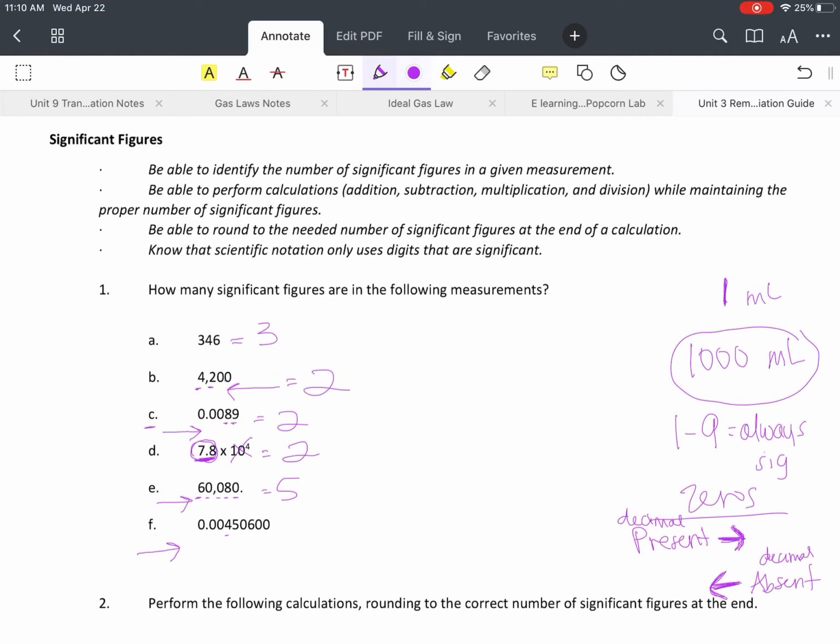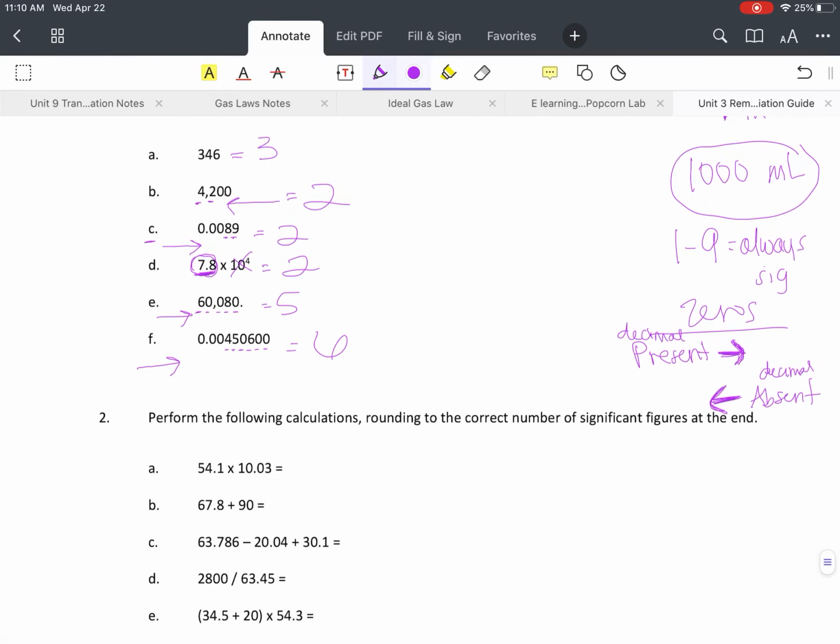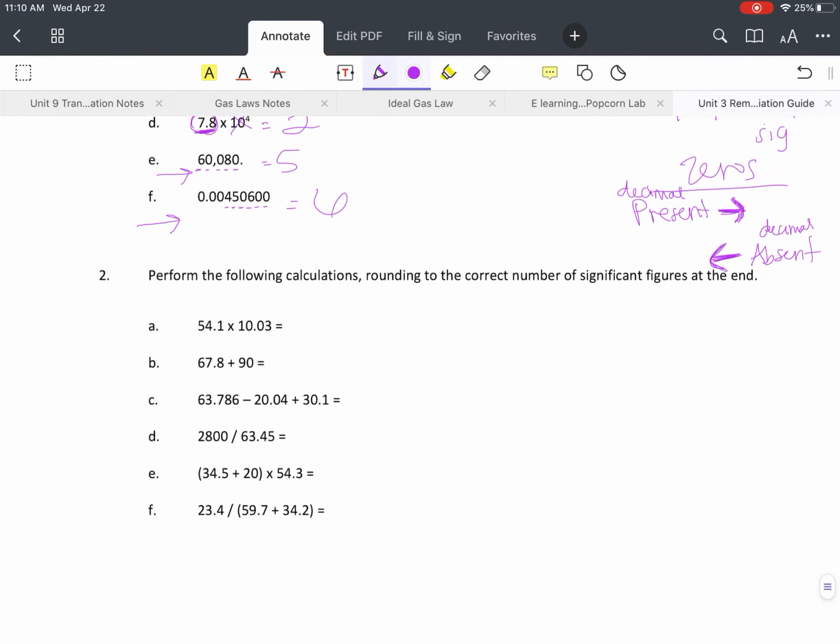Okay, for F, my decimal is present. Going this way, I can't start counting until I get to an actual number. Skipping those first 3 zeros, I'll start counting at 4, 5. And then even though these are zeros, because I started counting, I have to keep counting till I get to the very end. So I have 1, 2, 3, 4, 5, 6. 6. Okay. I'll add a few more practice problems for you on your sheet.